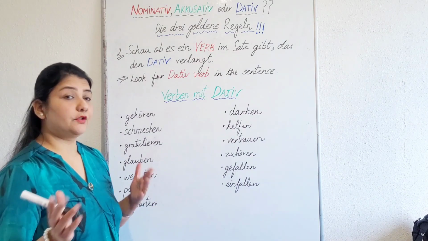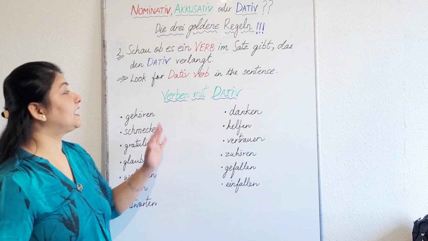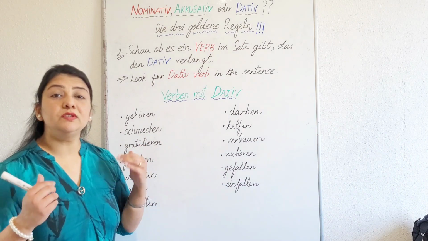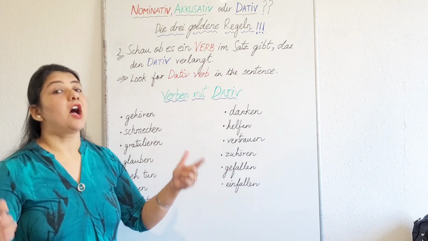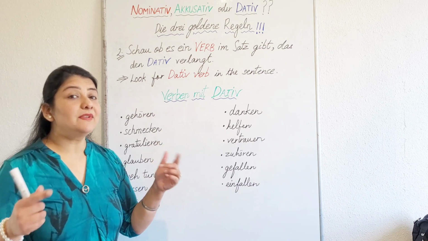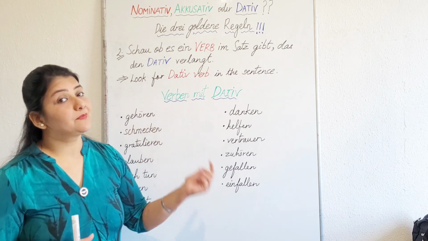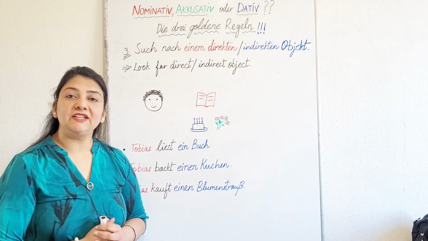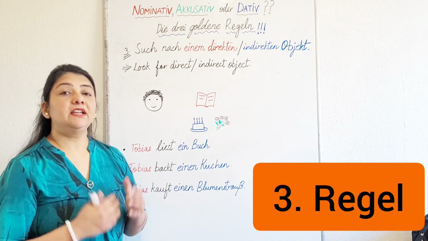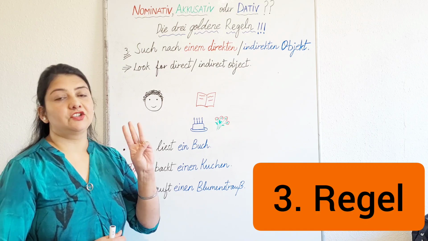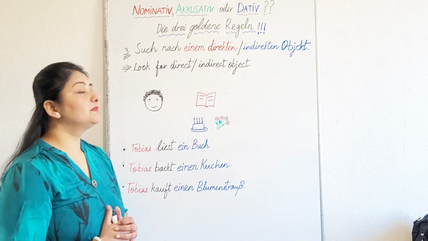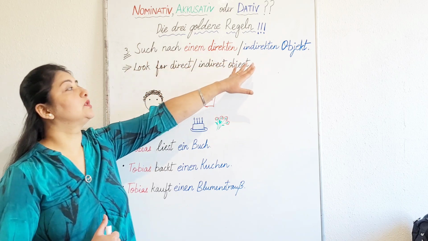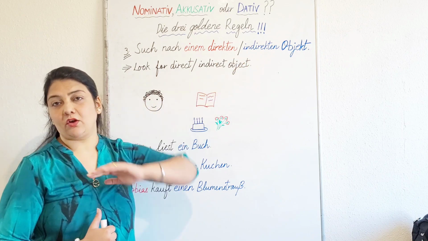An eurer Stelle würde ich mir eine Liste mit allen Verben mit Dativ machen und diese Liste auswendig lernen, damit ich dieses Verb in einem Satz sofort erkennen kann, ja. Wenn es auch kein Dativverb im Satz gibt, dann kommen wir zu unserem dritten Schritt. Und in unserem dritten Schritt suchen wir nach einem direkten oder einem indirekten Objekt.